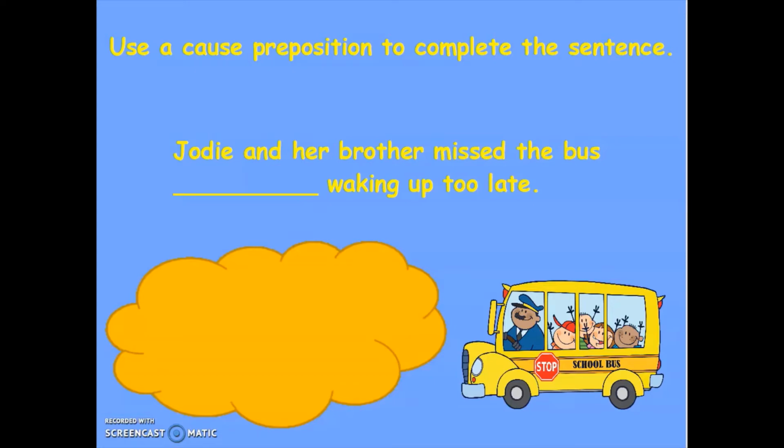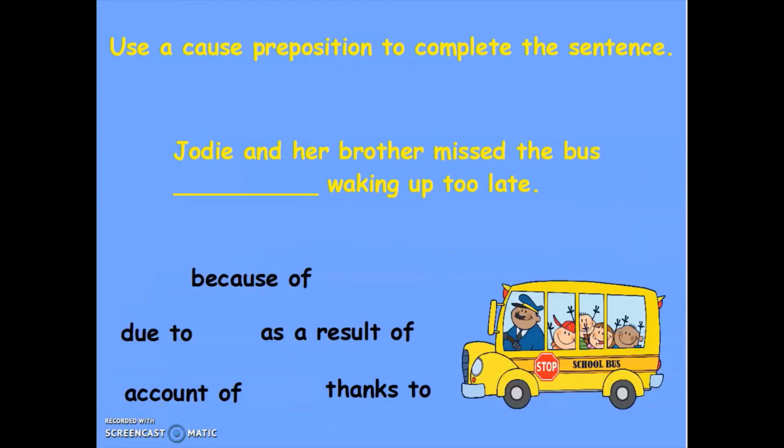Let's have a look at some ideas that you might have put in the sentence. You might have said because of. Jodie and her brother missed the bus because of waking up too late. You might have used due to, like in the previous example. As a result of. Jodie and her brother missed the bus as a result of waking up too late. Thanks to, or on account of. These are other cause prepositions that you might have used.